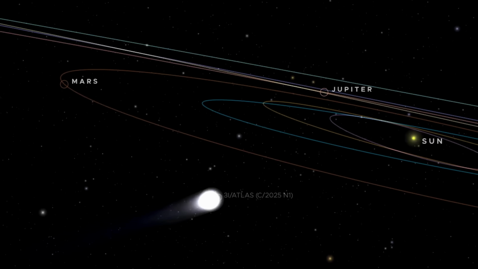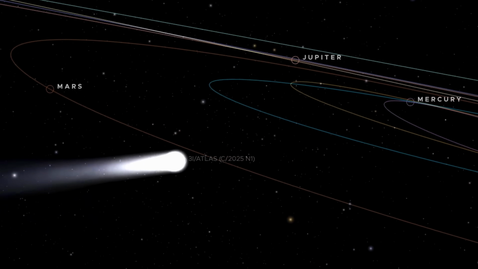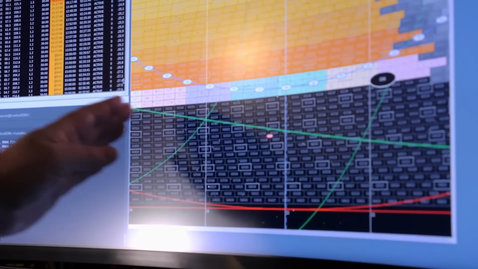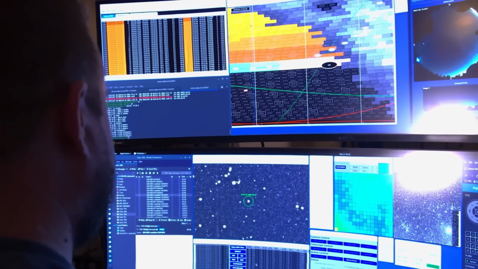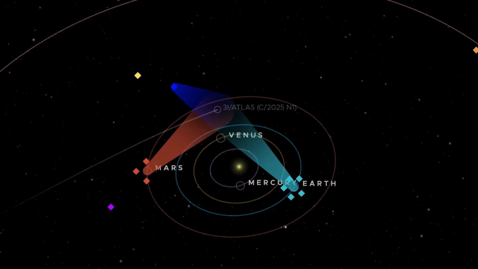3I Atlas is expected to pass through our system only once. Its path is hyperbolic, meaning it is not gravitationally bound to the sun and will not return after this encounter. It will move through, around, and away, eventually fading into interstellar space. The most informative observational window is small and already narrowing.